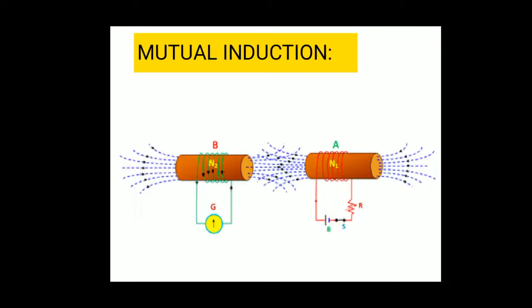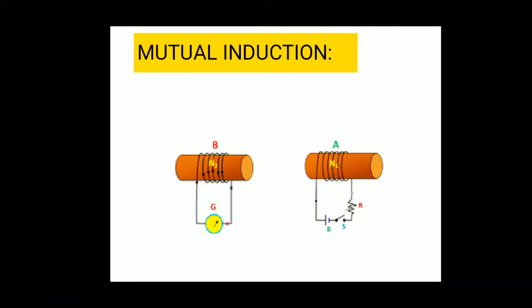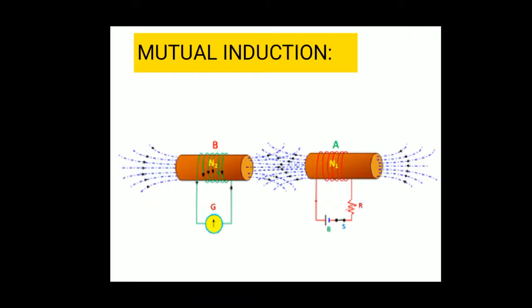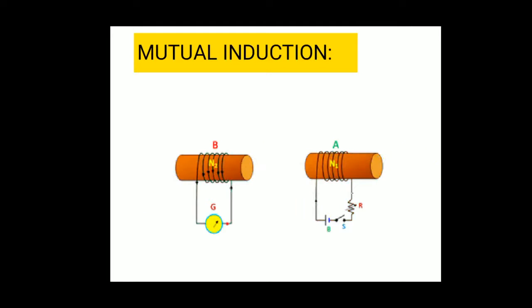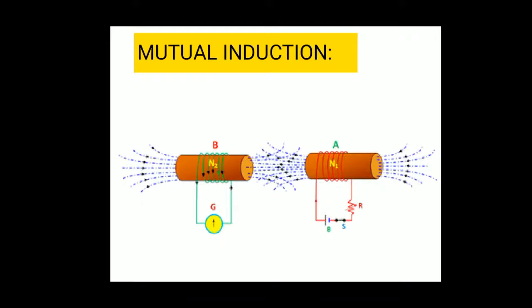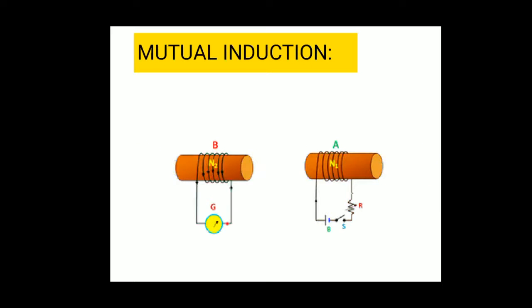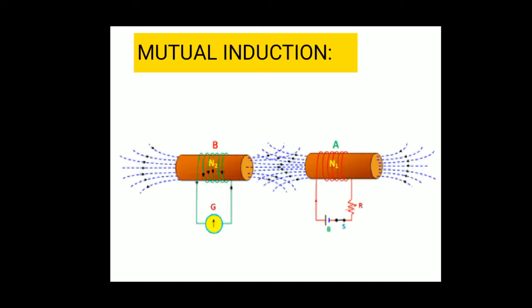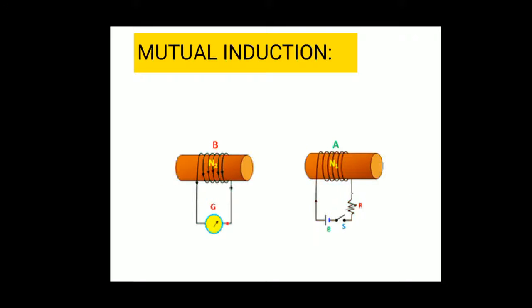Let us consider two coils A and B, which are placed side by side without touching each other. That means both are placed in the same plane. The coil A is connected to a battery with a tap key or switch. I have considered here two coils, coil A and coil B. The coil A is called the primary coil and the coil B is called the secondary coil here.